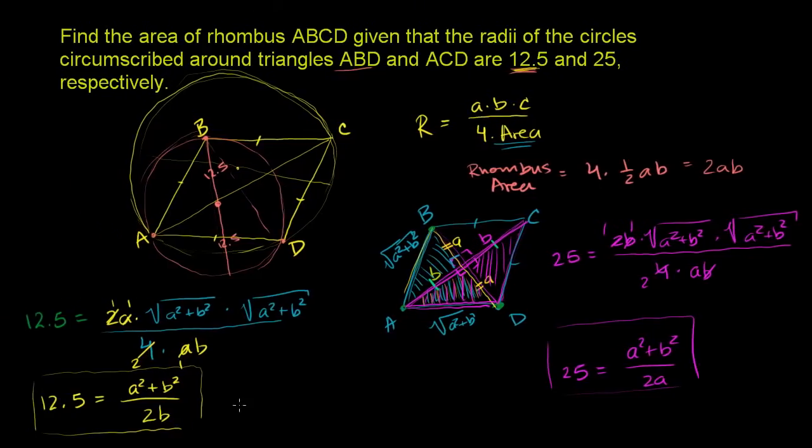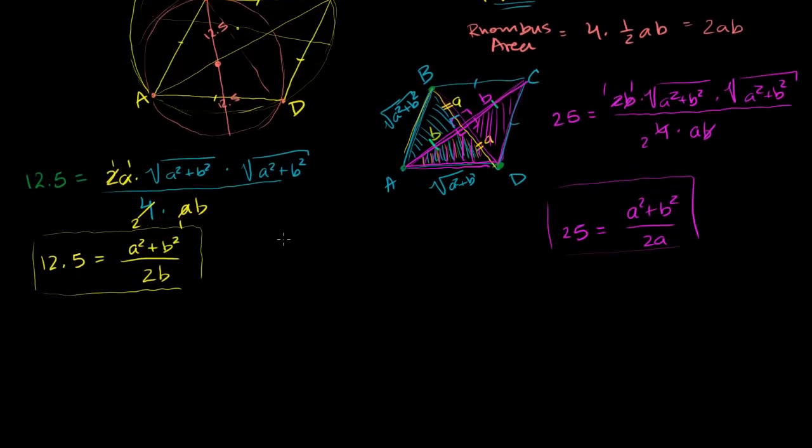Now we can use both of these. We have two equations with two unknowns. Let's solve for a and b. If we know a and b, we can then go back here and figure out the rhombus's area. So over here, let's multiply both sides by 2b. We get 25b is equal to a squared plus b squared. Over here, if we multiply both sides by 2a, we get 50a is equal to a squared plus b squared. So 25b must be the same thing as 50a. They're both a squared plus b squared.